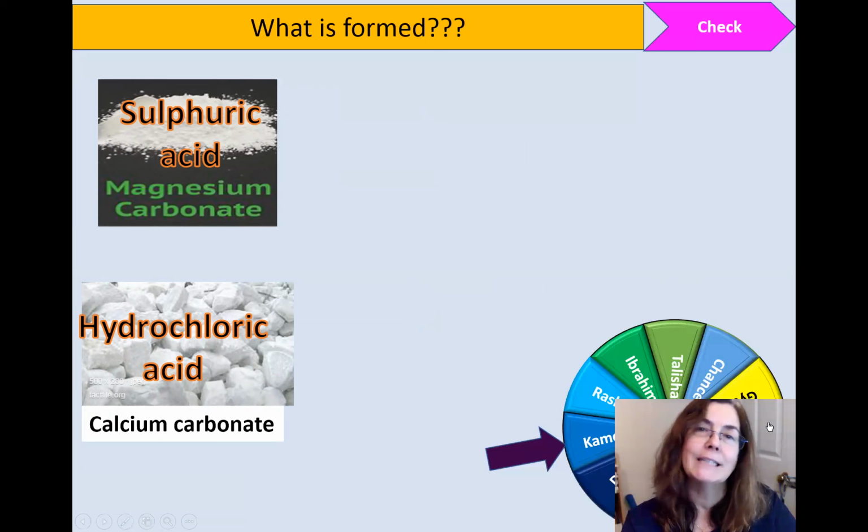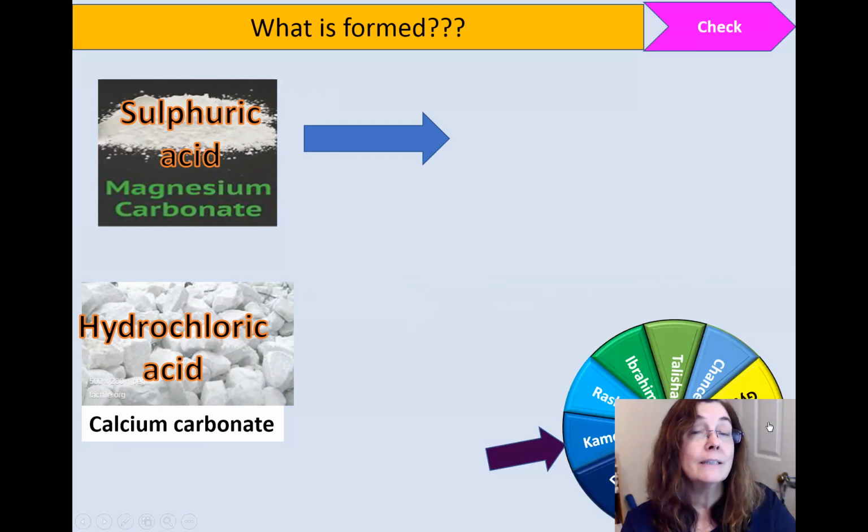Let's see if we can get someone different. Rashid. So what's the answer going to be? There's the metal, look, magnesium, and it's got something to do with sulfuric acid. So the salt is magnesium sulfate and carbon dioxide and water.